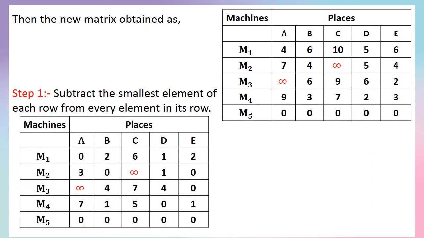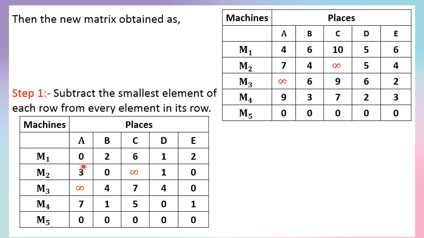So the new matrix obtained is this: A, B, C, D, E are the places and M1, M2, M3, M4, M5 are the machines. See the fifth machine, it's a dummy machine with a zero cost, and where M2 and M3 were not able to fit in these places, we have to assign the infinite cost. Okay, now we have to follow the steps. First we will subtract the smallest element of each row from every element of that respective row.